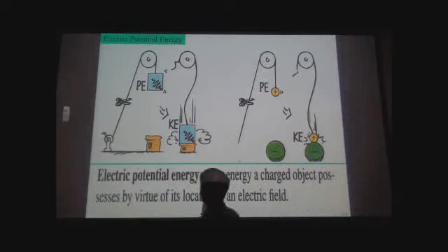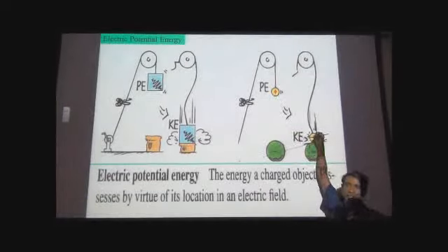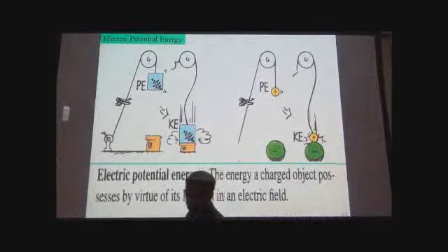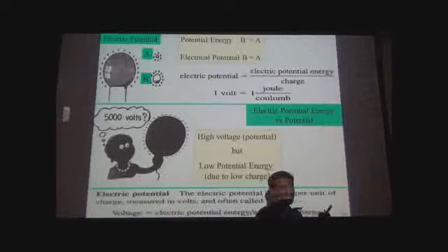Electric potential energy is the energy a charged object possesses by virtue of its position in an electric field, right? So the electric field is due to this charge. That charge is being placed in this charge's electric field, and so it experiences a potential energy. Okay, next slide. The previous slide talked about electric potential energy.